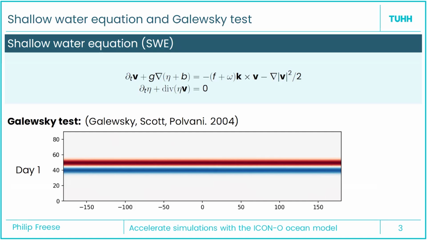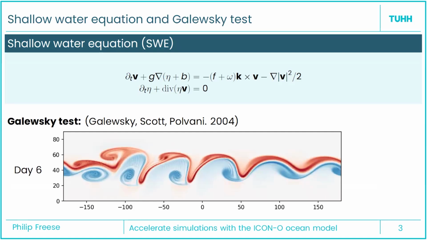And the Galewsky test case is an interesting test case because you start with this condition here, and what you see here is a jet on the northern hemisphere. And this is a stable configuration, but you insert a small perturbation. And this is already after 24 hours. If you continue to 3 days, you already see a small wiggle. And then after day 6, the instability hits. And yeah, you get something that looks turbulent, I guess.